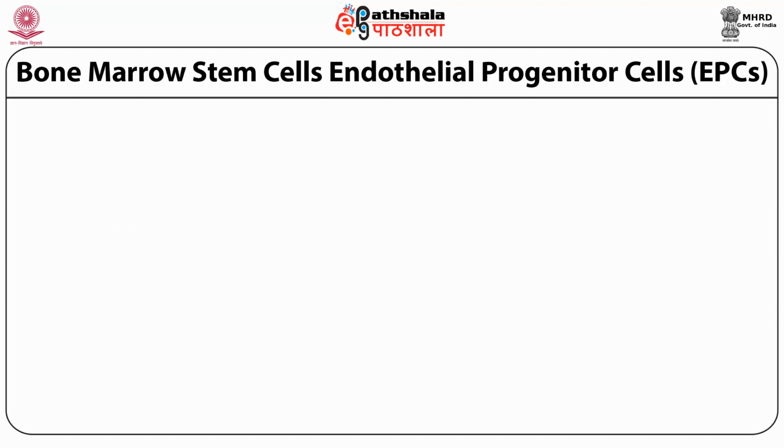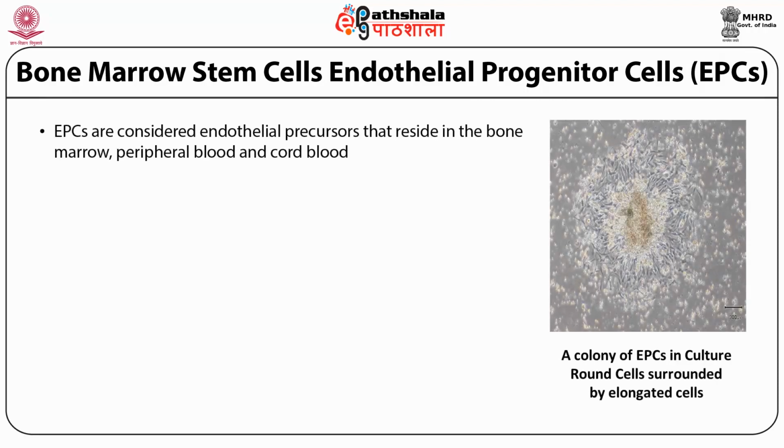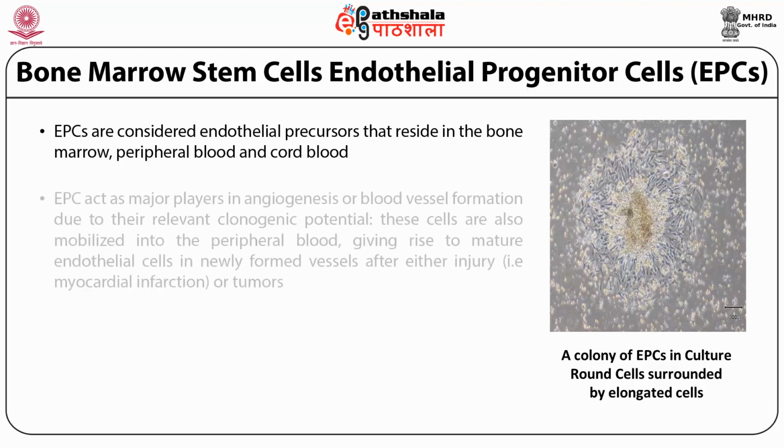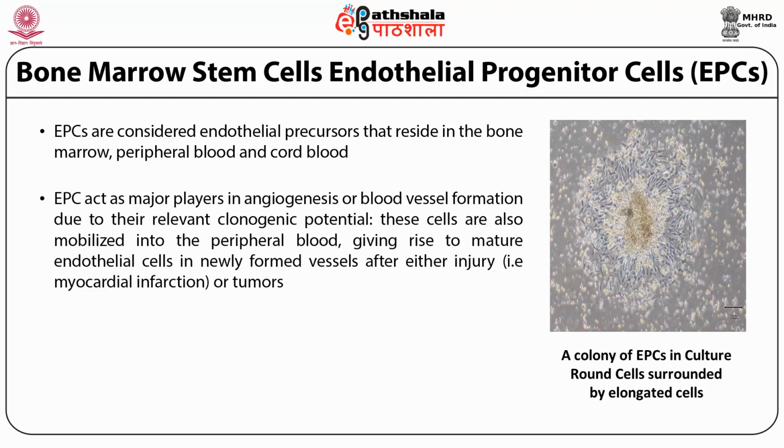The third major fraction of stem cells in the bone marrow are the endothelial progenitor cells. Now, these are progenitor cells because they are usually restricted to the lineage of endothelial cells. So, they reside in the bone marrow, peripheral blood and the cord blood, and they have been isolated from both mice and humans. They participate in endothelial lining regeneration in the blood vessels, and this process is called neoangiogenesis, that is formation of new blood vessels, or they also participate in neovascularization or the formation of new vessels.